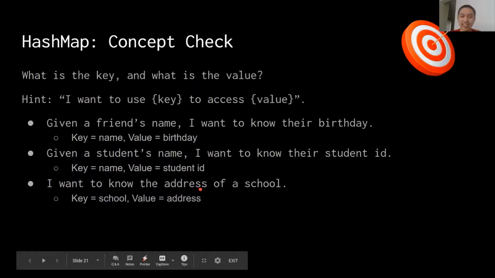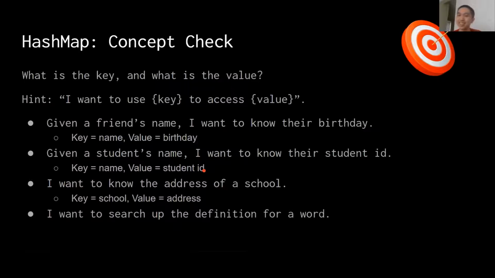Yeah, great. Last one. I want to search up the definition for a word. So what would be the key and what would be the value? So you can actually use the hash map as a dictionary if you want. You can actually make that program. Yeah, so word and definition. So your key would be your word. I'm giving in the word into the hash map and the hash map will tell me what the definition is that is associated with the word.